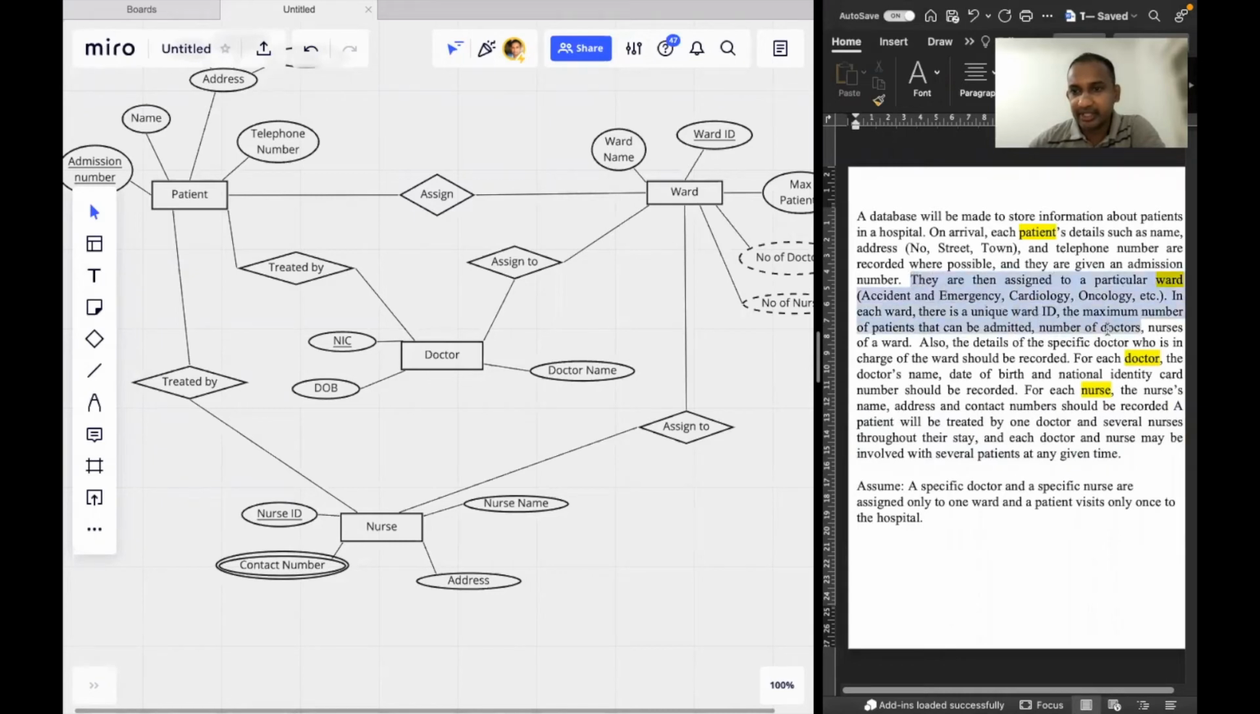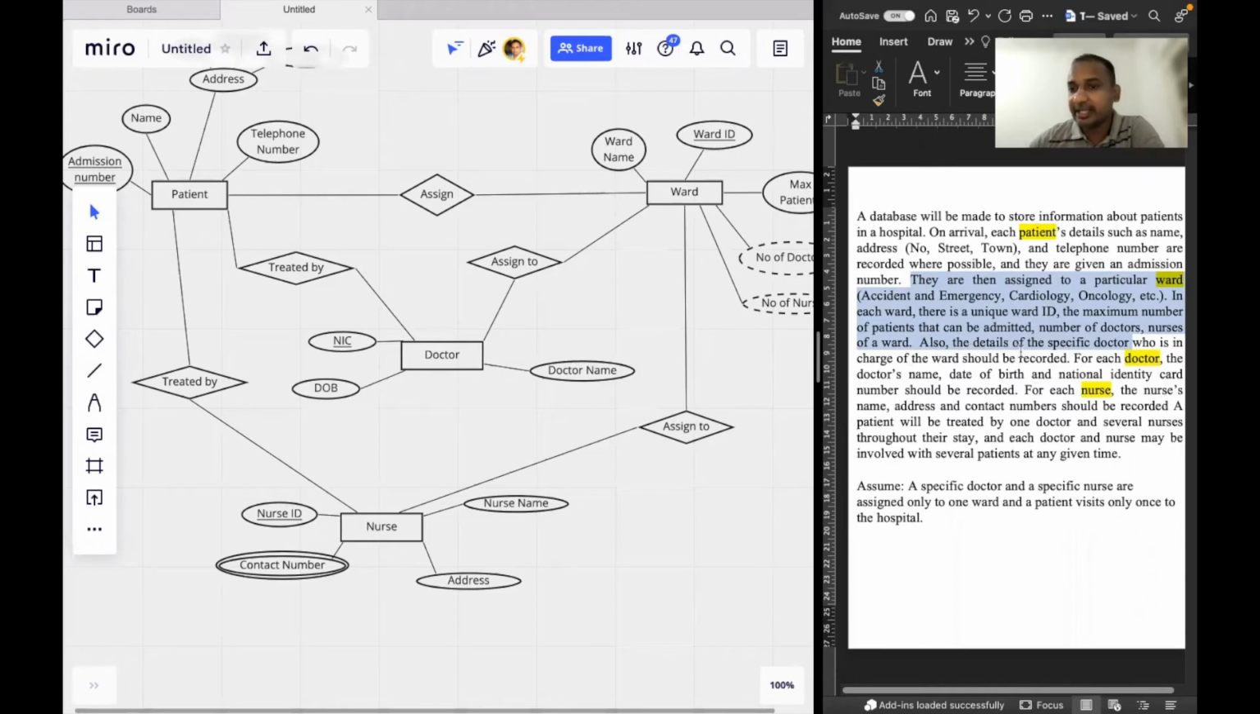And there is another one I forgot to mention in the ward entity. Here we can identify they are assigned to a particular ward. A ward can be accident, emergency, this kind of one. In each ward, there is a unique ward ID, the maximum number of patients that can be admitted, and the number of doctors and nurses in a particular ward. The number of doctors can be calculated by using this assigned to, and the number of nurses can be calculated by using this assigned to.